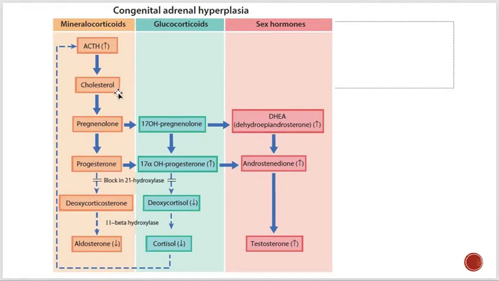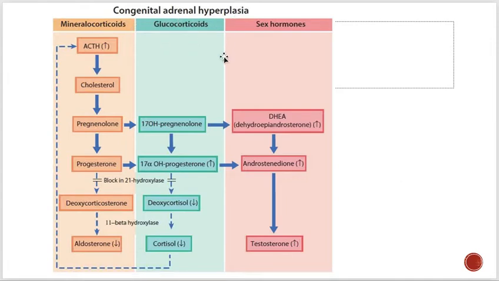You can see over here, most commonly, in 95% of the congenital adrenal hyperplasia cases, this one is missing: 21 hydroxylase. It could be due to 11 hydroxylase deficiency, or 17 hydroxylase deficiency, or some other enzyme deficiency, but most commonly it is due to that. So remember that 21 hydroxylase is the most common enzyme which is missing, which is responsible for causing congenital adrenal hyperplasia.